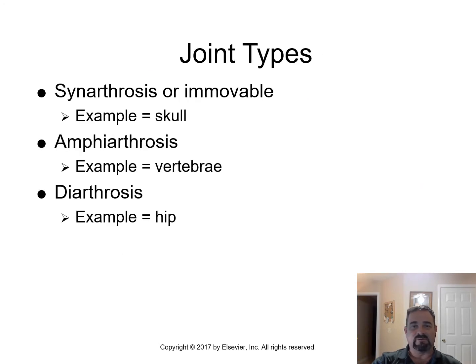All right, so joint types. Synarthrosis, which is immovable, otherwise it's fixed. An example of that would be the skull. Amphiarthrosis, an example would be the vertebrae because of the different shapes. And diarthrosis, an example of that would be the hip.